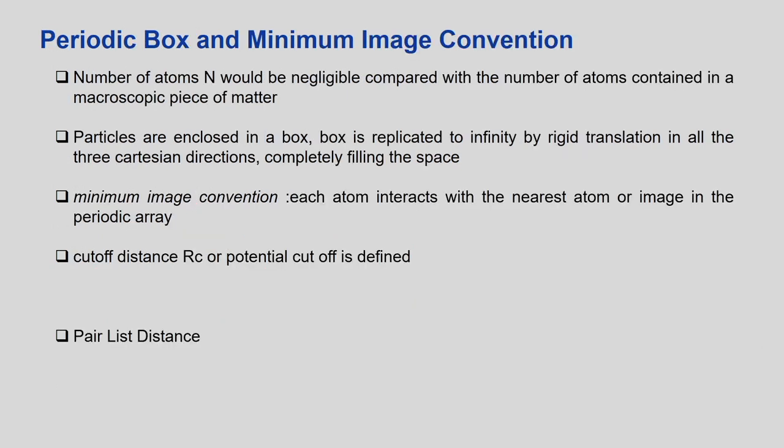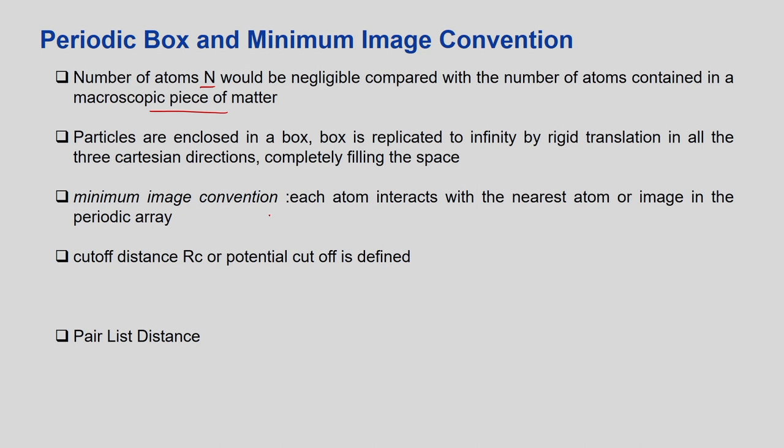So, now the issue is the number of atoms. The number of atoms here would be negligible as compared with the number of atoms contained in a microscopic piece of matter. So, what we can do, we call this a periodic box. Here the particles are enclosed in a box, and the box is replicated to infinity by translation in all three Cartesian coordinates, completely filling the space.